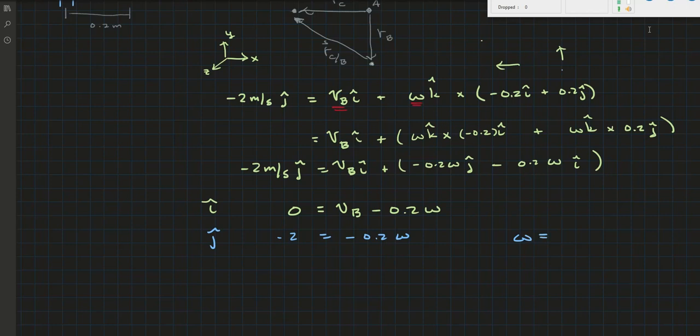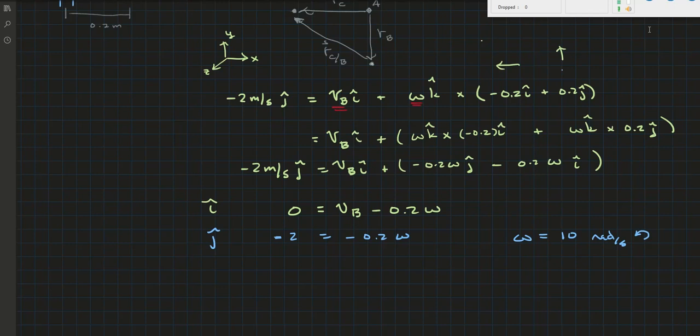And omega here, these are minuses on both sides, so we're going to have a positive value. 2 divided by 0.2 is 10. So 10 rads per second, and my guess for the direction is correct. So it's heading in this direction.